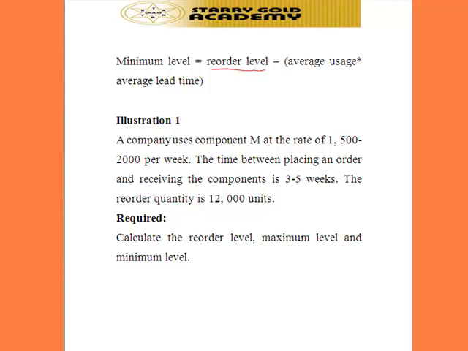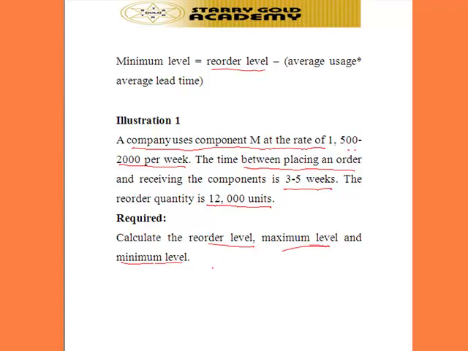Now let's look at this illustration. A company uses component M at the rate of 1,500 to 2,000 per week. The time between placing an order and receiving the component is 3 to 5 weeks. The reorder quantity is 12,000 units. Calculate the reorder level, maximum level, and minimum level.